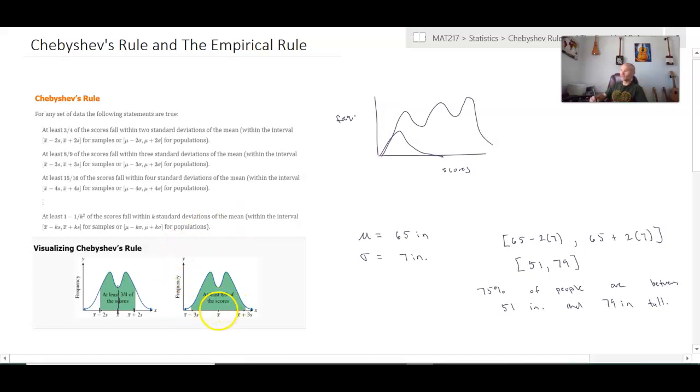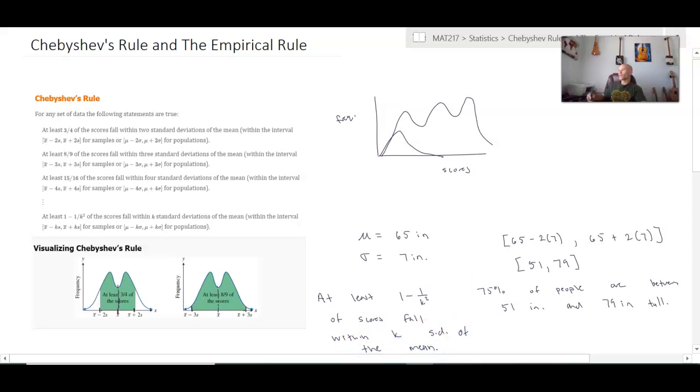So that's captured here in this picture. We can see this is for a sample, but same kind of idea. Sample just means we've not considered everybody in the population, but we have some collection of data. And in general, the rule states this. It says that at least 1 minus 1 over k squared of scores fall within k standard deviations of the mean.